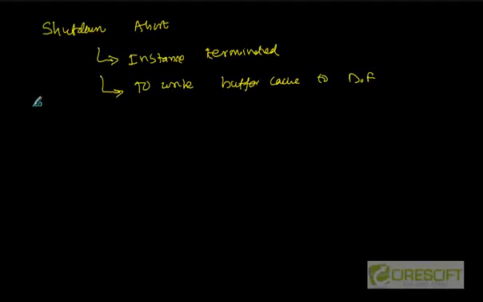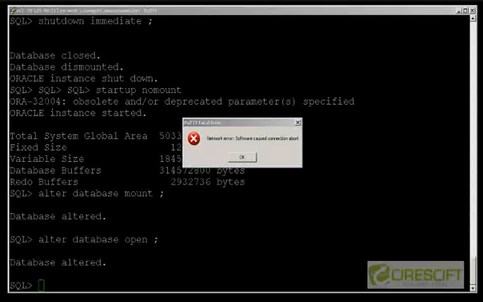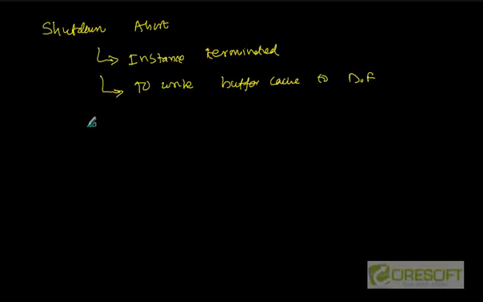So this is all about the shutdown process, and I think it's very simple and straightforward. It's shutdown abort, shutdown normal, or shutdown immediate. You just write this command. I'm not going to show it right now on my Oracle server, but you can try this command yourself.